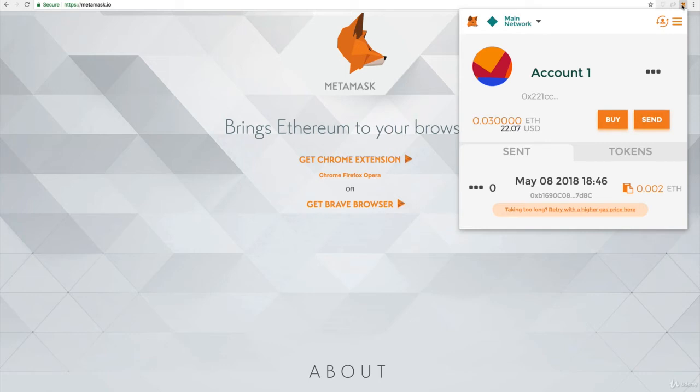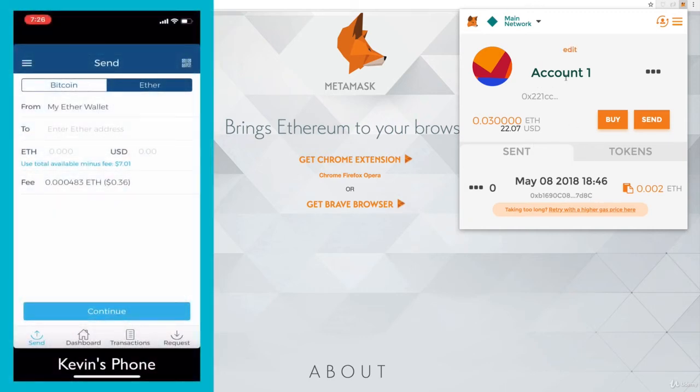So this is my MetaMask account. We set up a new one. He already sent me a little bit of Ethereum. We have a transaction pending. We can ignore this one. We recorded this video a couple times, so I'm just going to ignore that. I'm going to ask him to send me some Ethereum from his phone, which has been patiently waiting.